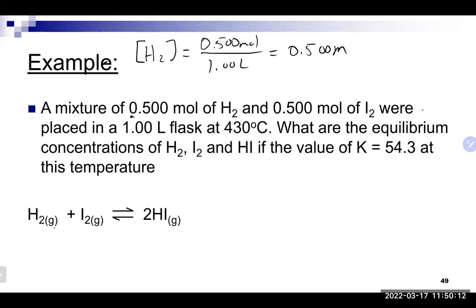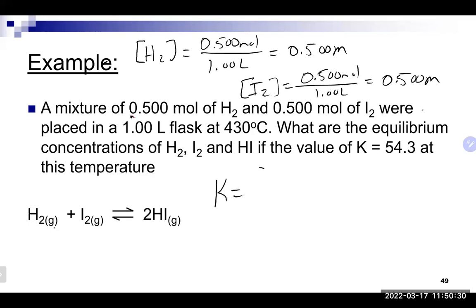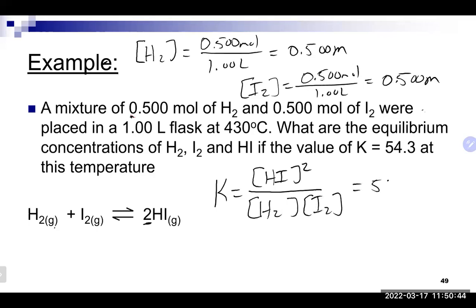We would do a similar calculation here for our I2. And that would give us 0.5 moles divided by 1 liter. Gives us 0.5 molar. We could also write our equilibrium expression here, which would be our K equals the concentration of HI, and again, we do need to square it because of the coefficient, divided by the concentration of H2 times I2. And that is going to equal 54.3. Any questions so far?